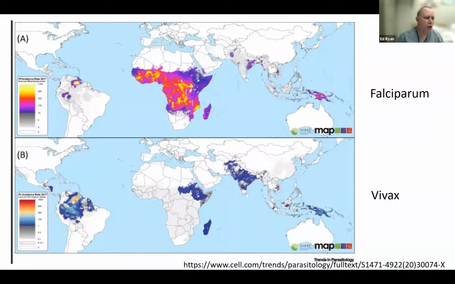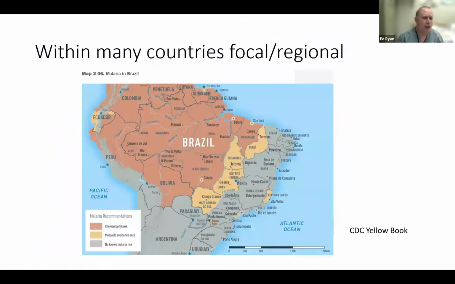And the take-home message is don't overthink it. If you can't figure out what their species is, treat them for falciparum. It just makes it simple.